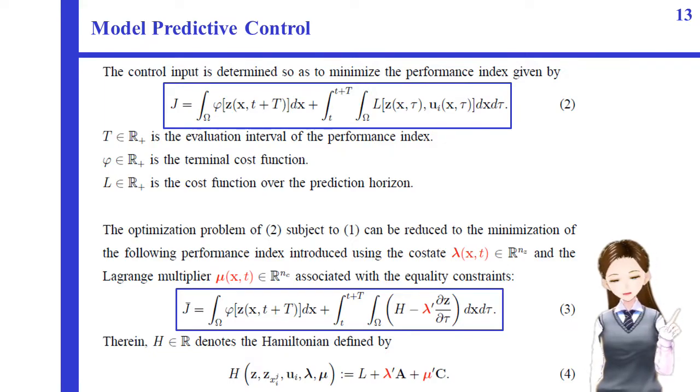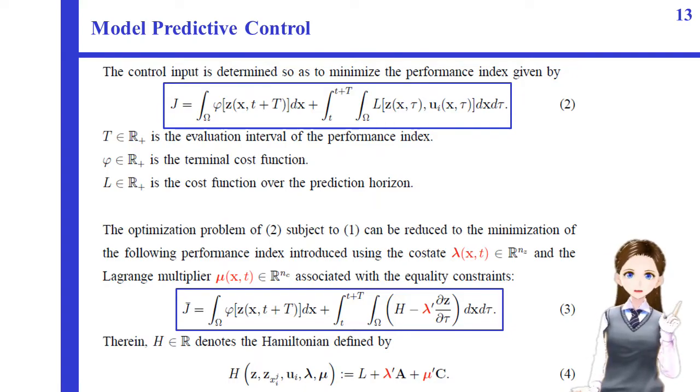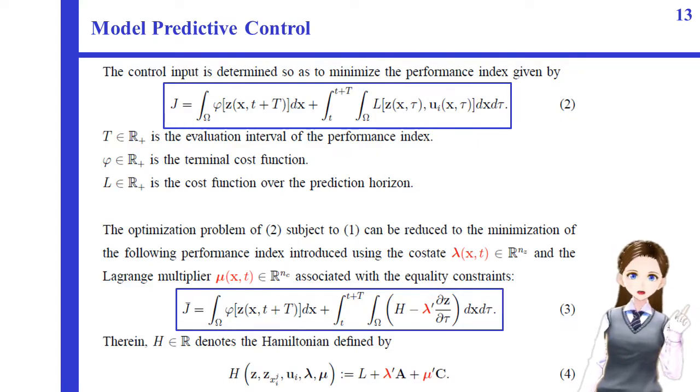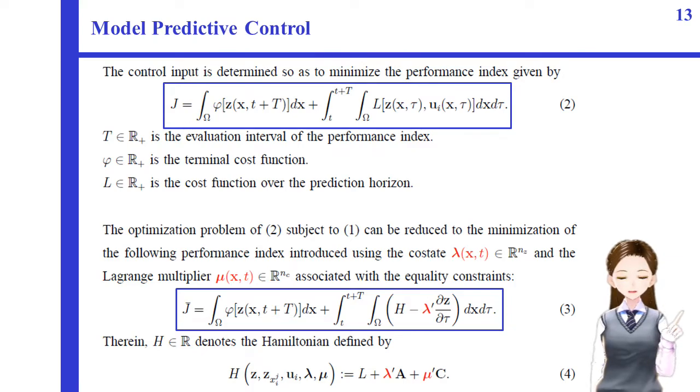The control input at each time t is determined so as to minimize the performance index given in a general setting as shown here. T is the evaluation interval of the performance index. Phi is the terminal cost function. L is the cost function over the prediction horizon. The minimization of this performance index subject to the system equation can be reduced to the minimization of this performance index introduced using the costate lambda and the Lagrange multiplier mu associated with the equality constraints. Here, H denotes the Hamiltonian defined as this.